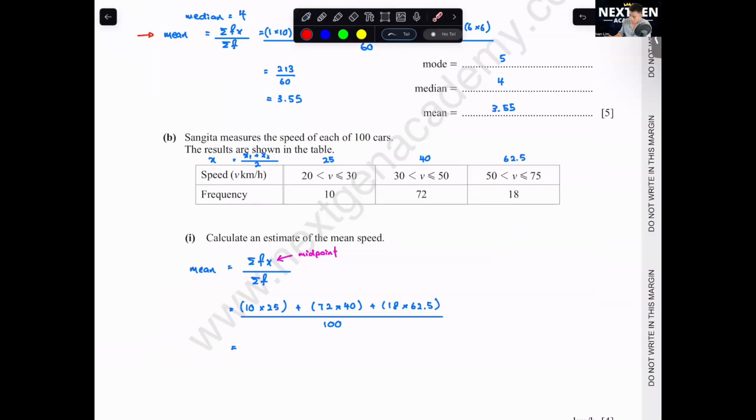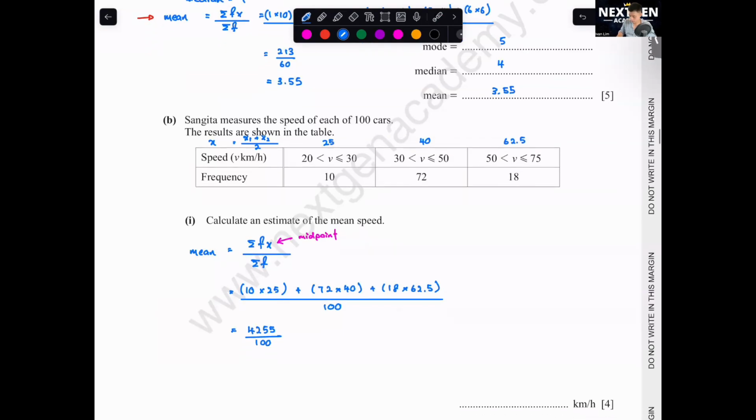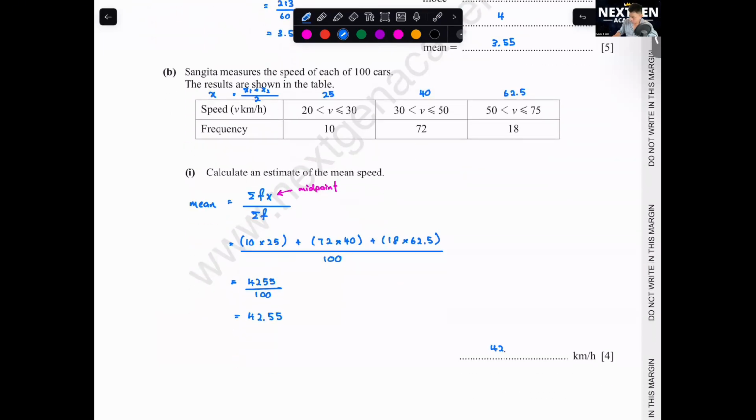Normally I would encourage students not to straight away write down the final answer. Calculate the top part here first. So you take 10 times 25, 72 times 40 plus 18 times 62.5. You'll get 4255 over 100. Then here you get 42.55. This one, don't round it up. You just leave it like this. 42.55.